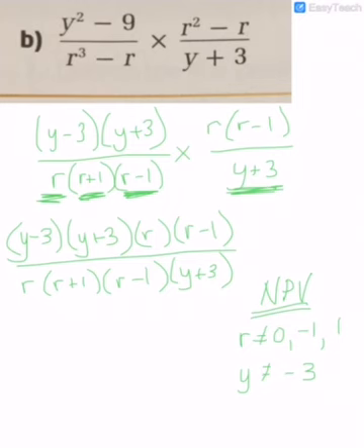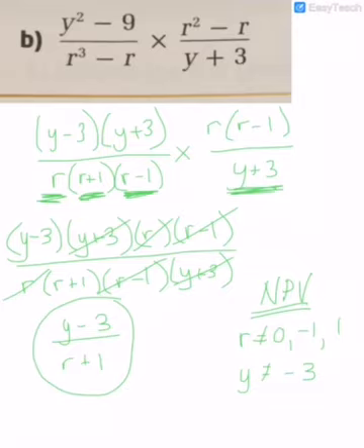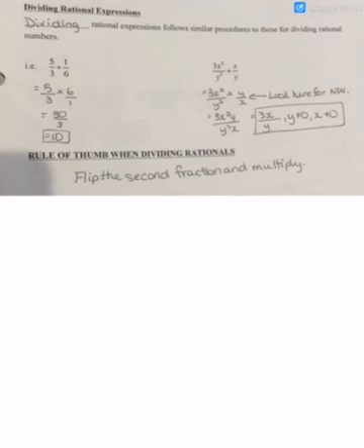Now we can go through simplifying. So I see there's an r that can be divided out, an r minus 1 that can be divided out, and a y plus 3 that can be divided out. So that leaves me with a y minus 3 in the top and an r plus 1 in the bottom for your final answer.